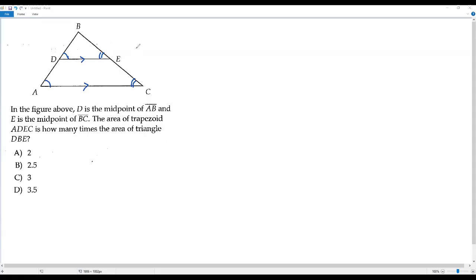So whenever two angle measures of one triangle are congruent to two angle measures of another triangle, then the two triangles are said to be similar by angle-angle similarity postulate. So here the bigger triangle ABC is similar to the smaller triangle DBE, by angle-angle similarity postulate.